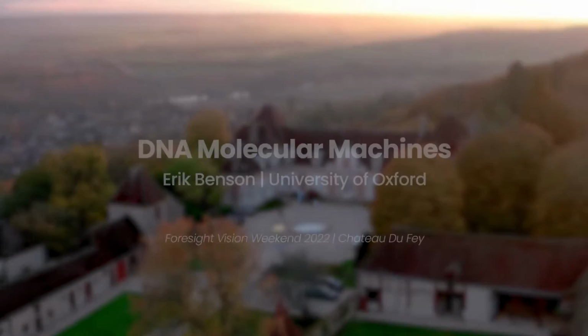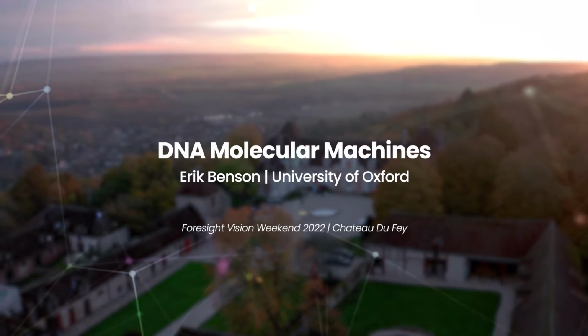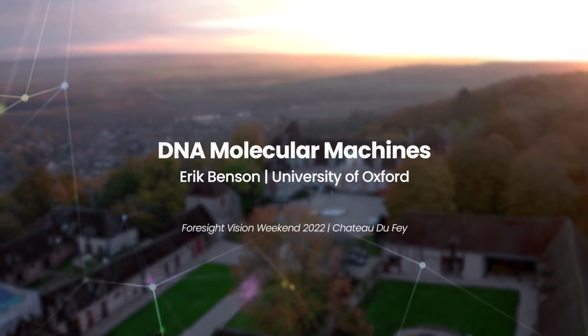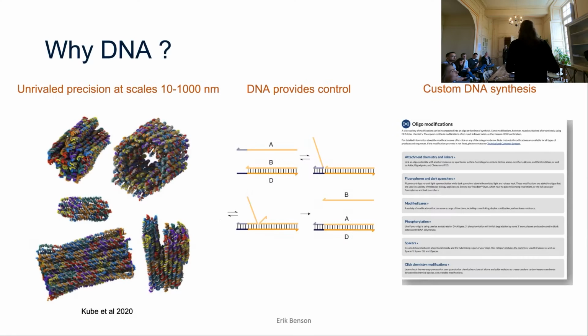Okay, so I think a basic question for anyone reading the title is, why would you use DNA to build molecular machines? At the scales that we're trying to build things, typically 10 to 1,000 nanometers, I don't think there is any alternative that has the same precision that we can engineer systems with. And then I would say that DNA provides control. We have very fine control via complementary base pairing.